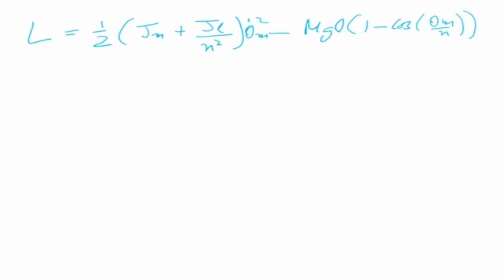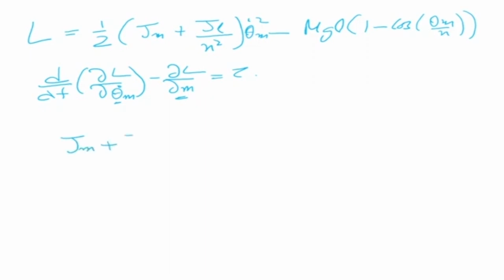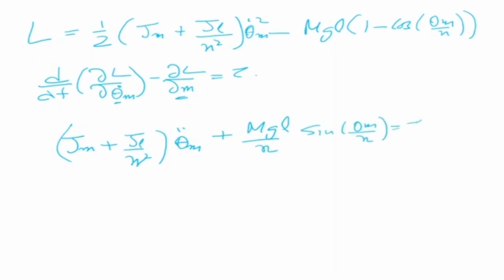Then I take it and put it in this equation, d/dt of dL/d theta m dot, minus dL/d theta m is equal to tau. The variable here is theta m, so I'm writing theta m here. Now if I put it into this equation, what we get is (Jm plus Jl n squared) theta m double dot plus (mgl by n) sine (theta m by n) is equal to tau. This is my equation of motion of that one link system.